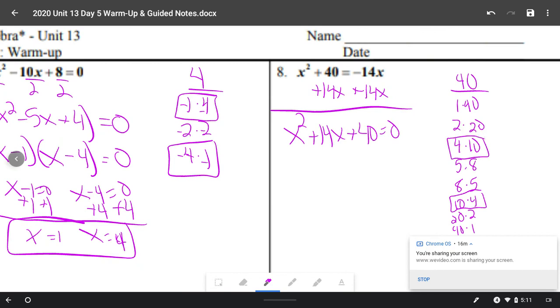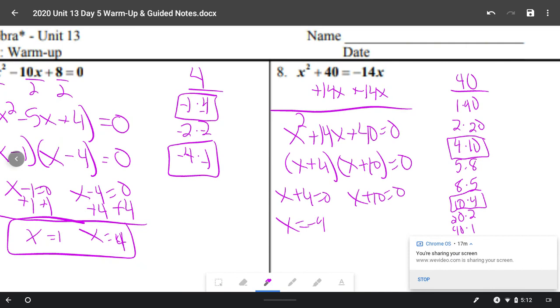So now we're going to take a look at what our final answers are going to be if we set both of those up as our binomials. So we have an x plus 4 and an x plus 10. Make them both equal to 0. And then we solve. So in the end, we'd get negative 4 is one of my answers, and negative 10 is my other answer. And if you plug in either one of those, you're going to get 0 equals 0 up top when you plug it into the original.